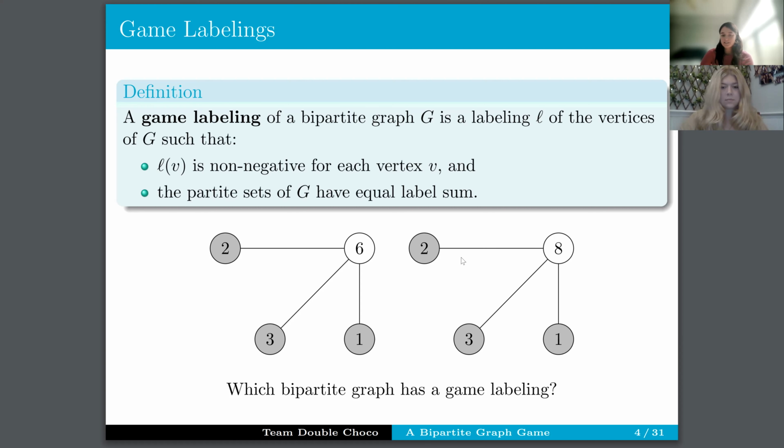So if you look at this example here, can you figure out which bipartite graph has a game labeling? I'll let you pause the video. And it's going to be the one on the left. The reason is, in one set, we have our white vertex, which has a label of 6. And in our other set, we have our 3 gray vertices, and the sum of their labels, 2, 3, and 1, will also be 6.